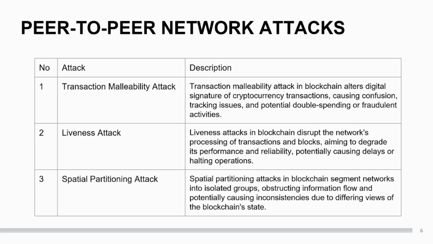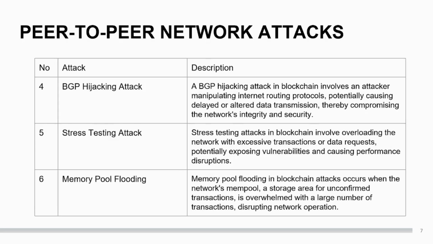Spatial partition attack, in which the attacker separates various nodes into separate groups of nodes, so the whole blockchain will be split into multiple fragments. BGP hijacking attack. BGP is Border Gateway Protocol, which has a routing table, and an attacker can get into the BGP table and alter the data, compromising the network integrity and security.